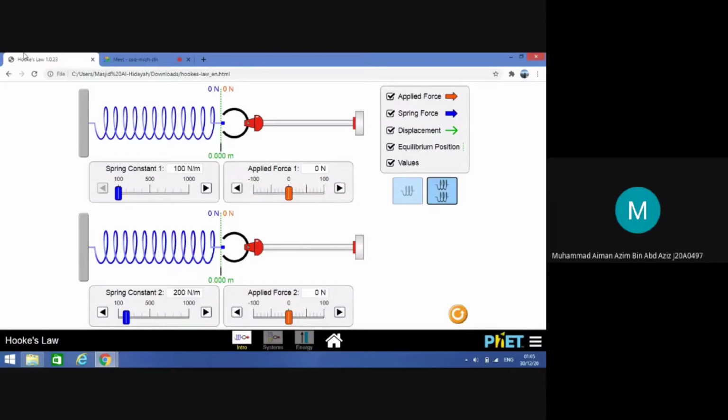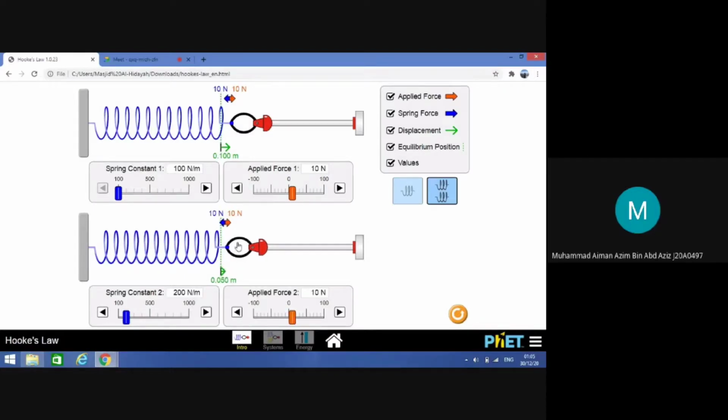We have been given the spring constant and applied force. There are two springs on the display. The first spring is 100 Newton per meter and the second spring constant is 200 Newton per meter. So, if we put 10 Newton force on both springs, the 100 Newton per meter spring will get 0.1 meter displacement, and the 200 Newton per meter spring constant will get 0.05 meter displacement.